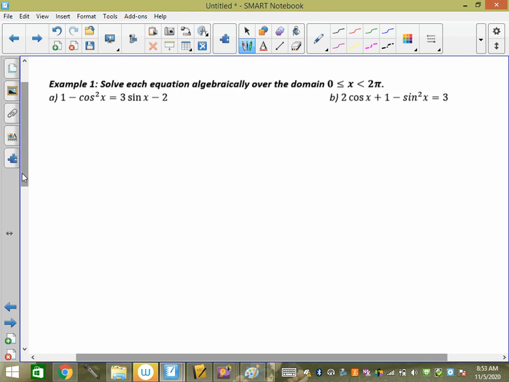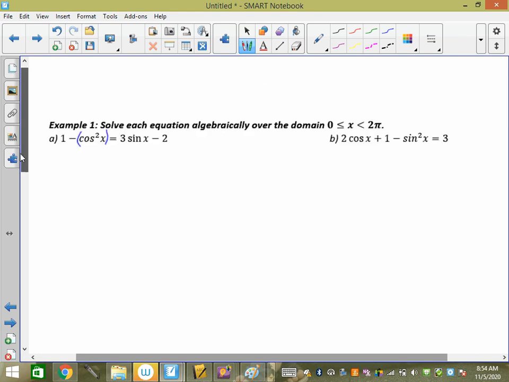Okay, so example A has 1 minus cos squared x equals 3 sine x minus 2. When it's a basic sine or a basic cos, we can't replace those with anything. We'd replace them with 1 over cosecant or 1 over cotan or 1 over secant, which would not be helpful. That would make it way worse. So the only thing we can replace in these instances is the cos squared x, correct? And we went over one just like this. So if it has a minus sign in front of it, you're replacing the actual cos squared x, not the minus cos squared x.